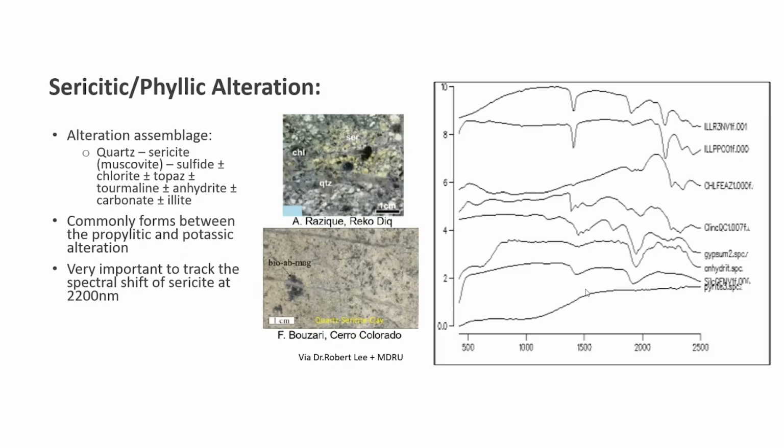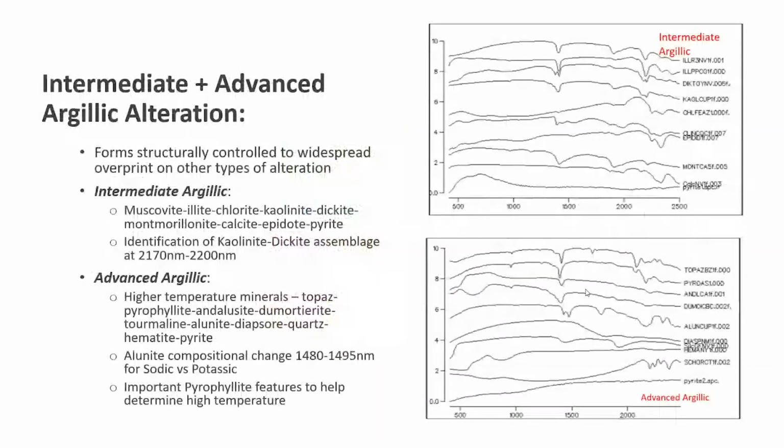And, again, we do that by keeping an eye on that spectral shift from muscovite to sericite to illite at that 2200 nanometer feature. And lastly, just to quickly go over the intermediate and advanced argillic alteration, keep in mind that when you identify these alteration assemblages, like you see in the plots on the right, they are widespread, overprinting on these other types of alterations. So you need to have a good understanding of where you're at in your deposit at this point.